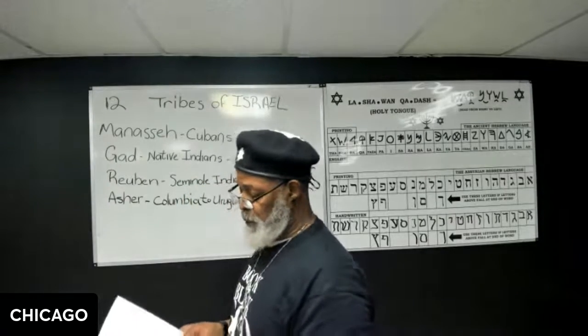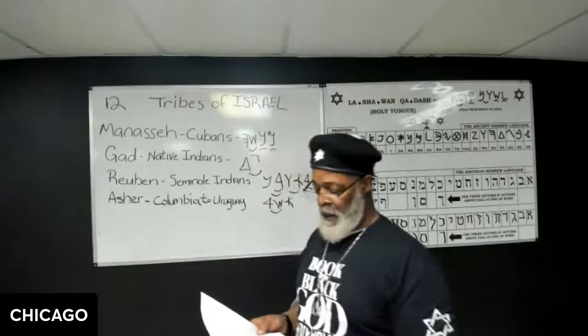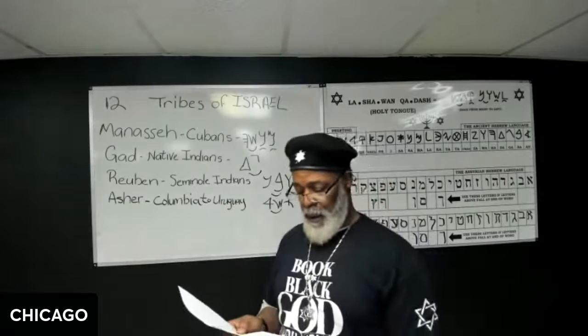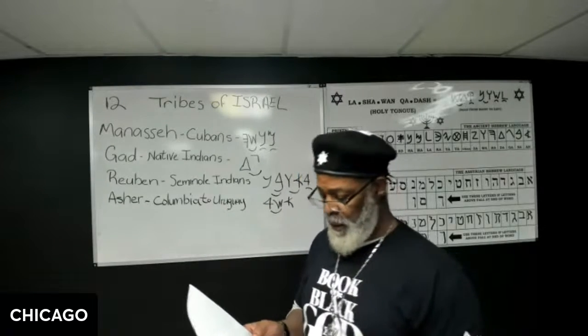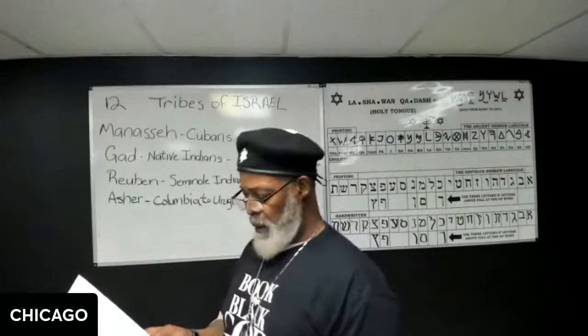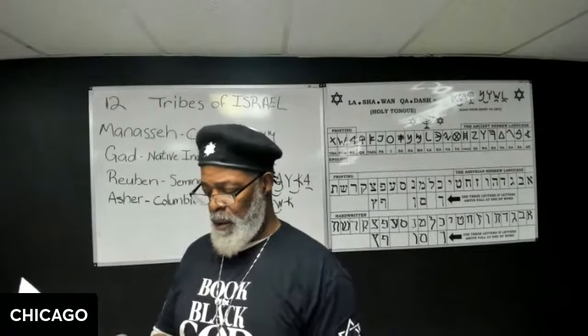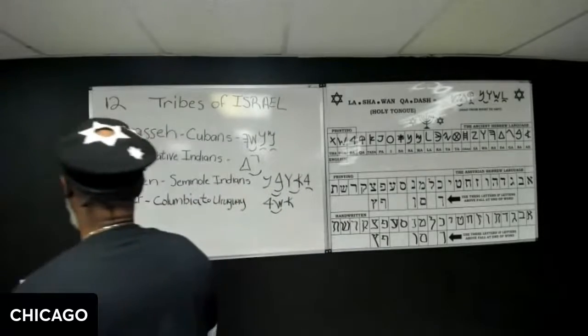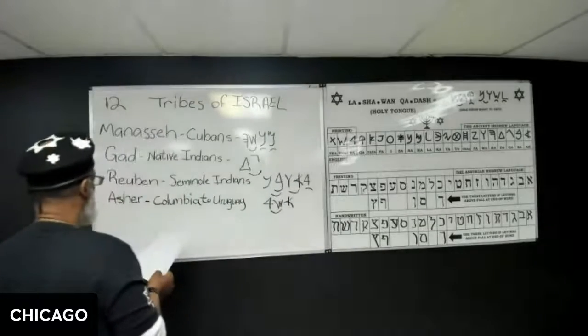The blacks, the Hispanics, the Native American Indian, the Seminoles, Manasseh, the Cubans, the Native Indian, the Colombia to Uruguay, Argentina to Chile, the Natalie, Isupk, even the Mexicans. We all one family. We all one family from the 12 tribes of Israel, man.